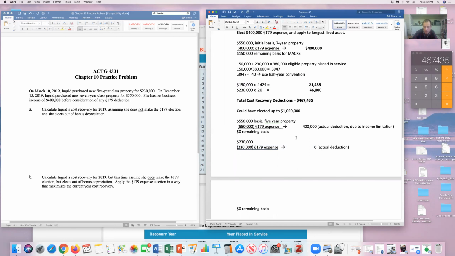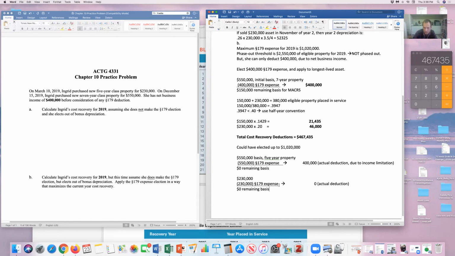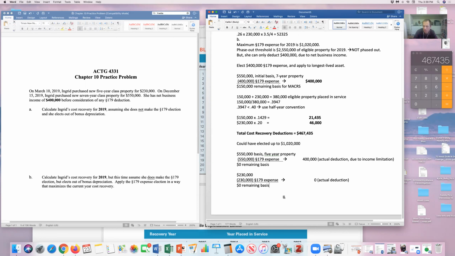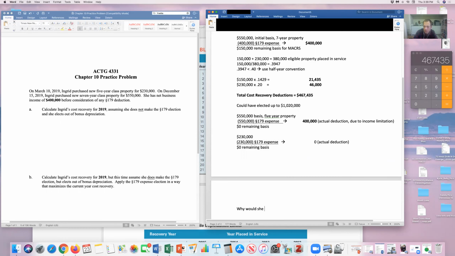All right, so can I come up with an extra space here somewhere? Okay. So the question is, why did she elect that when she didn't actually get to deduct it? Now her total deduction for 2019 is going to be 400,000 when we already saw she could have got 467. So why would she do this?